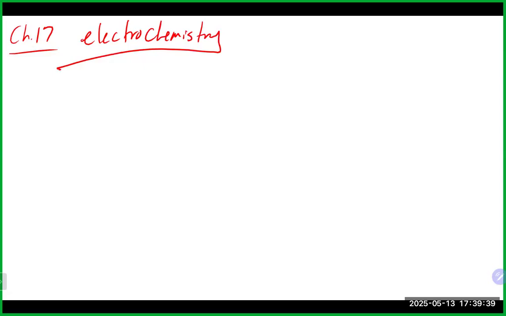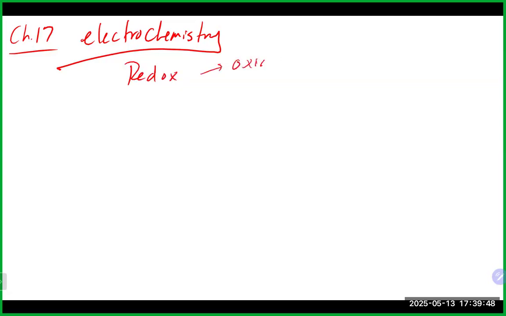17, I think. So we've been talking about electrochemistry. That's to do with redox, I think. There you go, redox. So a reminder, redox reactions, right?